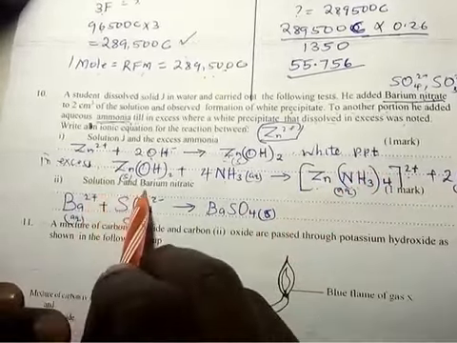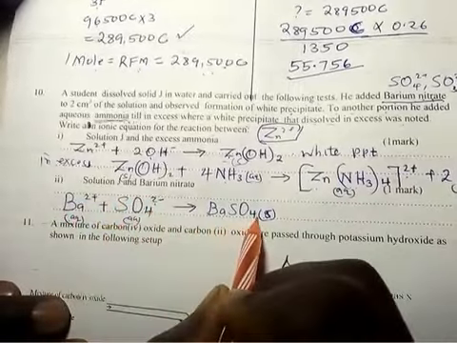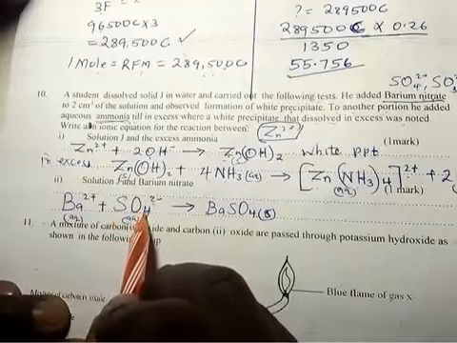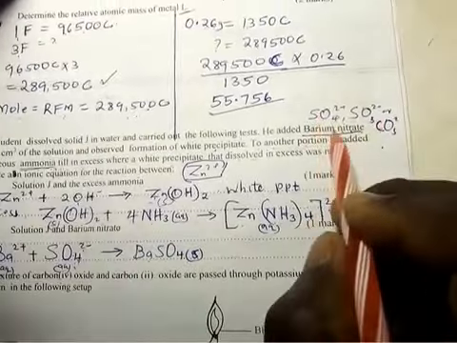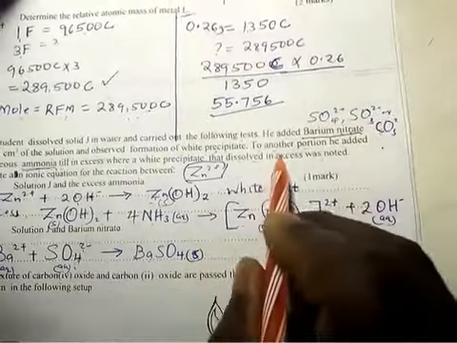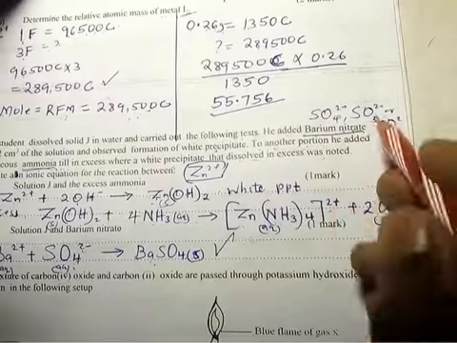For solution J, barium ions plus the sulfate ions will form barium sulfate. Instead of this, you can use the sulfite. Instead of this, you can use the carbonate, because all 3 of these will form a white precipitate with barium nitrate. So I have chosen that one. You can use either this or this.